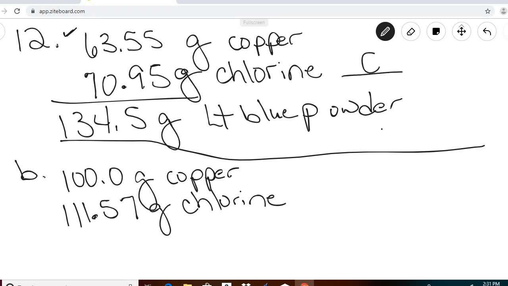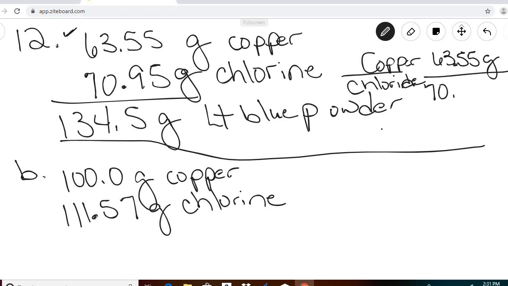Copper divided by chlorine. So up here we had 63.55 grams of copper, and we had 70.95 grams of chlorine. So what's that ratio? 63.55 divided by 70.95 equals 0.8957. So that just means for every chlorine, there is 0.8957 coppers. Okay, so there's less copper than chlorine.